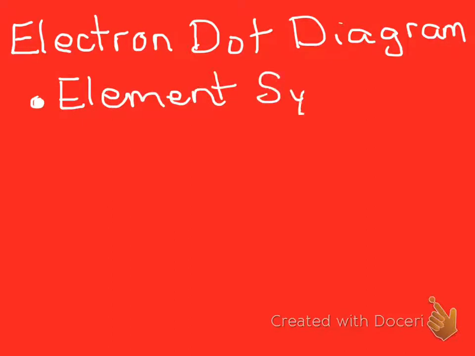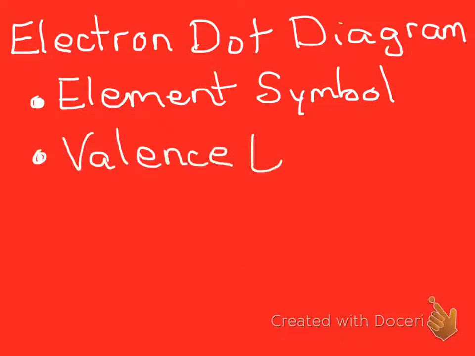Today we're going to be talking about the electron dot diagram. And it's important that you understand two things about it. First one is, you need to know the element symbol. And you need to know the number of valence electrons the element has.